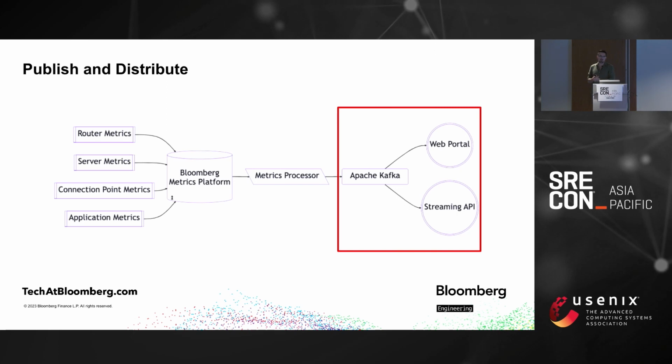So finally, we've processed everything and we've cleaned it up. Now we publish and distribute it. We use Kafka, and it goes out to our web UI and our streaming API, which is consumable by clients. The streaming API, imagine it's Kafka. It's actually a Bloomberg-specific technology for our clients. Again, you can talk to us more about it if you have questions.